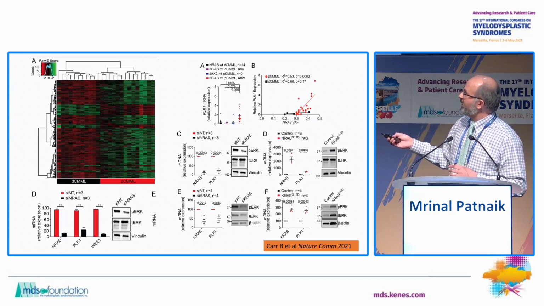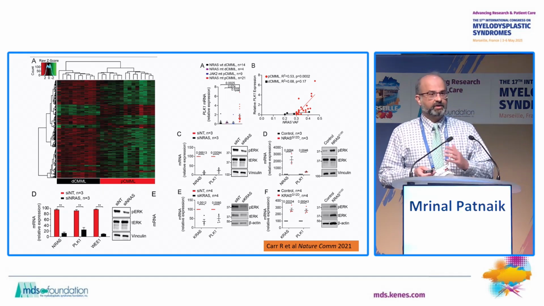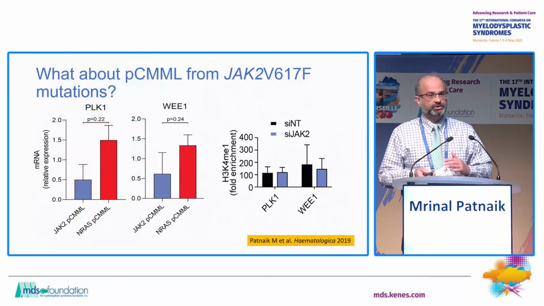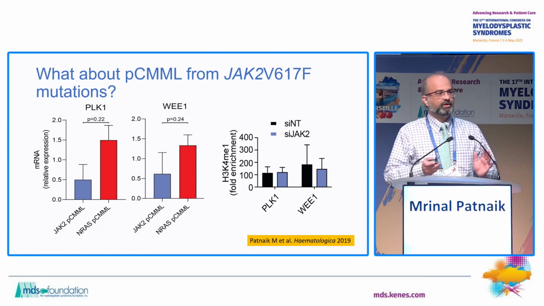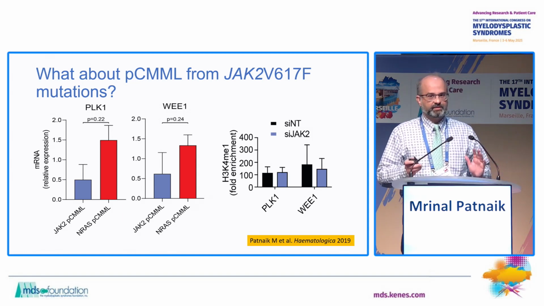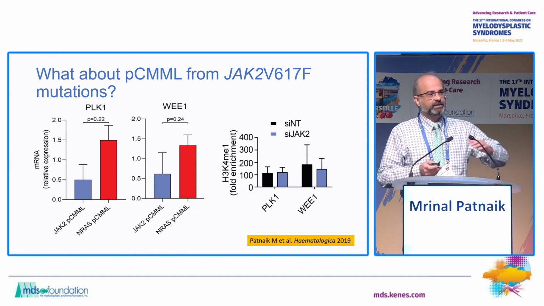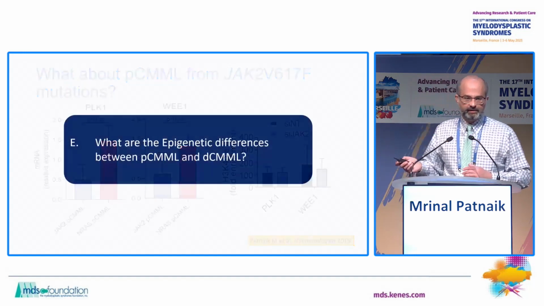And here we knocked down NRAS and KRAS and overexpressed it, showing that there was a clear dynamic relationship between PLK1 expression and RAS mutations that was not seen in JAK2, because JAK2 can form about 10% of proliferative CMML, which has a very unique phenotype with high hemoglobin levels and high platelet counts.